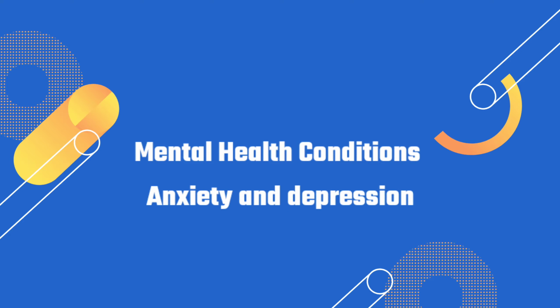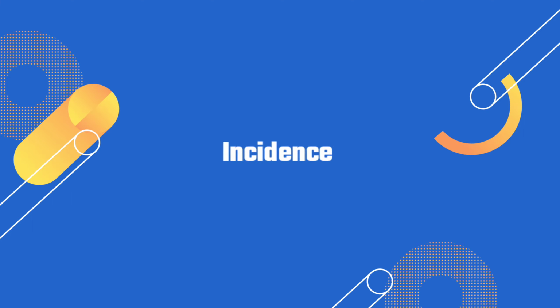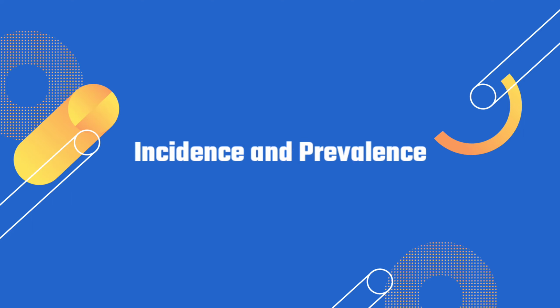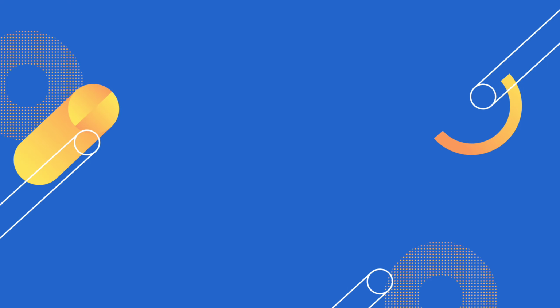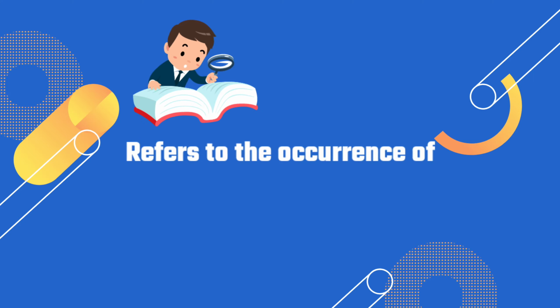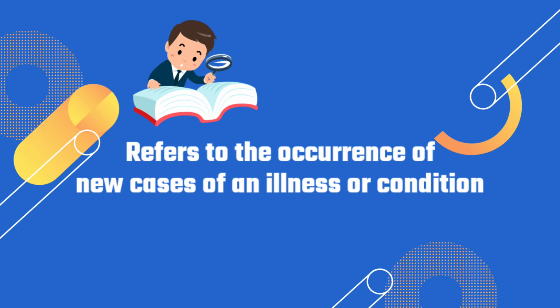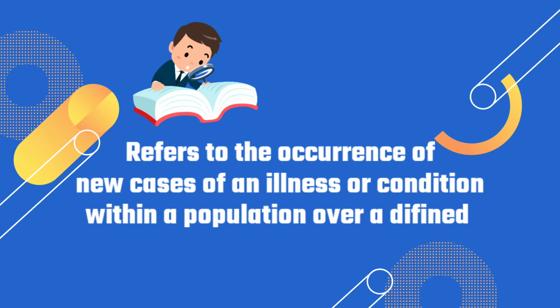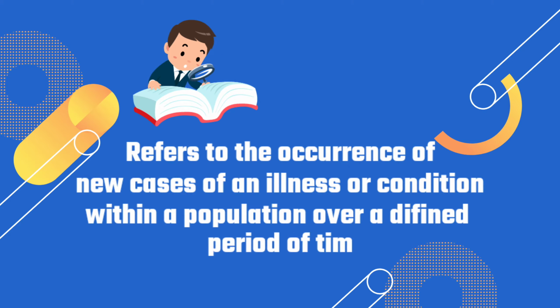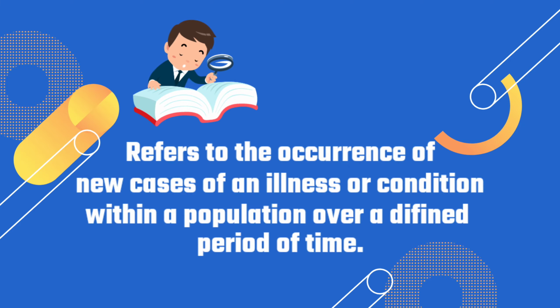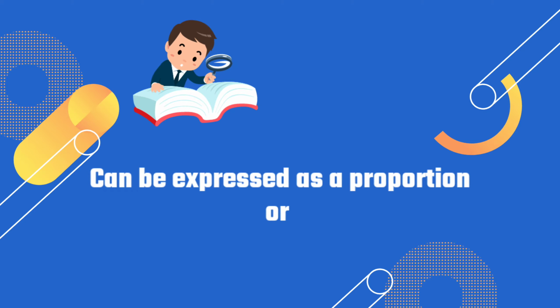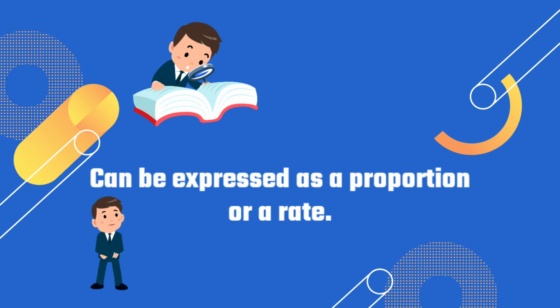You'll often see morbidity data presented in two ways. Ito ay ang incidence and prevalence. Now, let's dive a little deeper into each of these. Ano nga ba ang incidence? Incidence refers to the occurrence of new cases of an illness or condition within a population over a defined period of time. It can be expressed as a proportion or a rate.